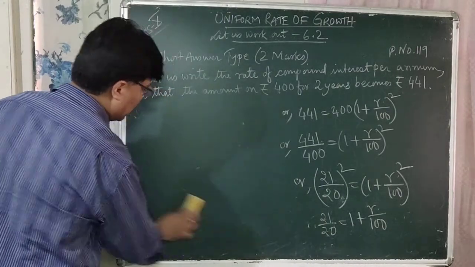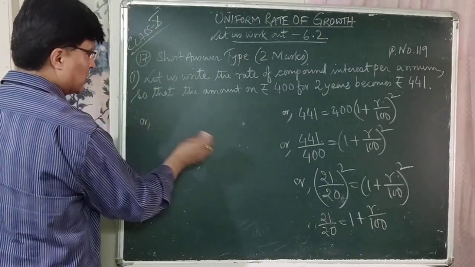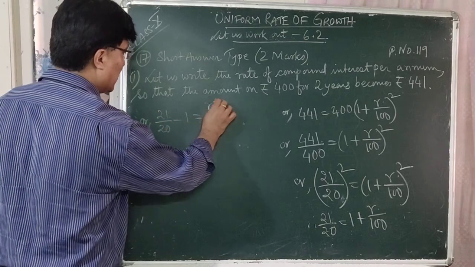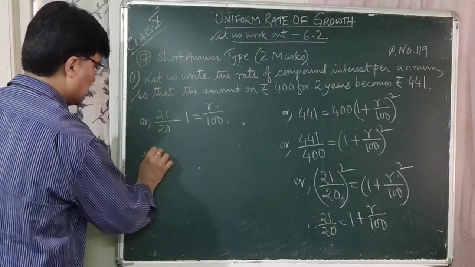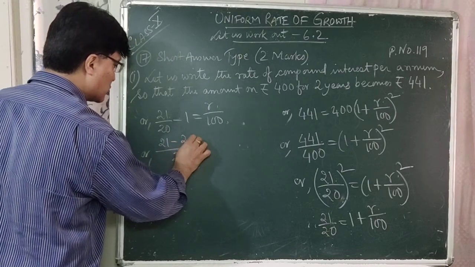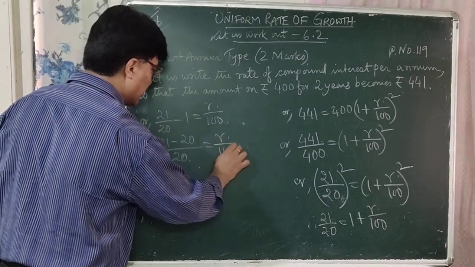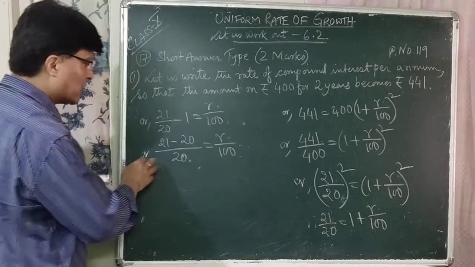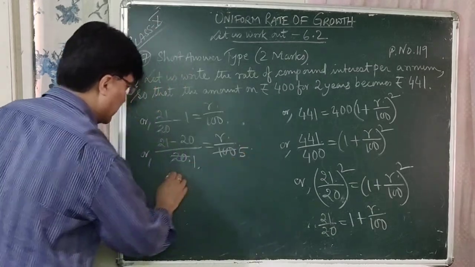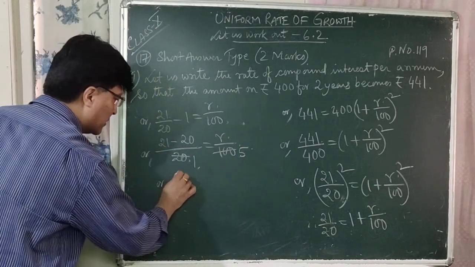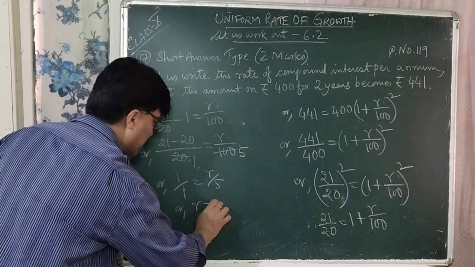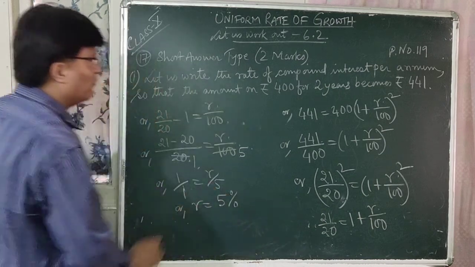So now let us simplify it. Take 1 to the left hand side: 21 by 20 minus 1 is equal to R upon 100. What is the LCM? 20. So in the numerator, 21 minus 20 is equal to R upon 100. In the denominator, from both sides you can cancel the common terms: 20 5s are 100. 21 minus 20 is 1. So 1 upon 1 is equal to R upon 5. If you cross multiply, what do we get? R is equal to 5%.